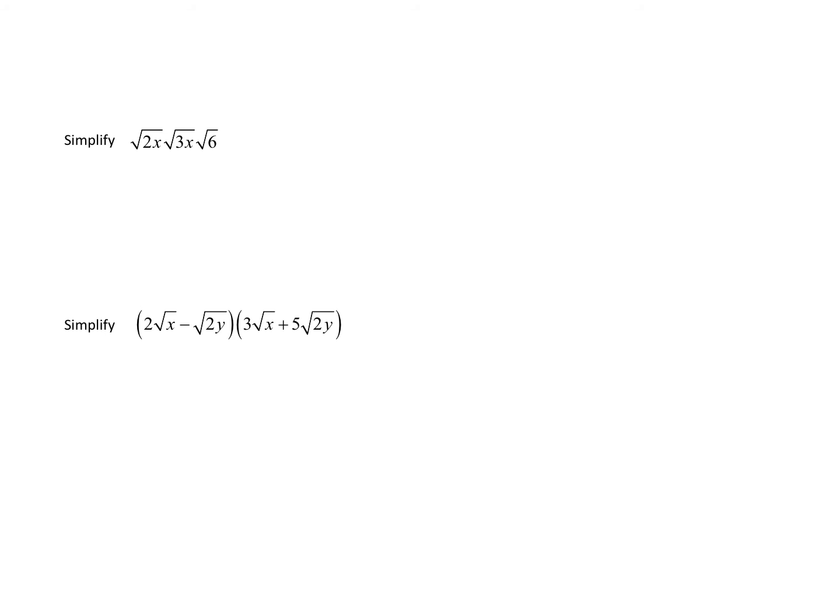Now let's look at a few examples of multiplying and dividing functions with roots. This first example is a very simple one. We just have a bunch of roots multiplied together. So we have 2x times 3x times 6, which is just 36x squared. Root 36 is just 6, root x squared is just x. So a nice simple one.